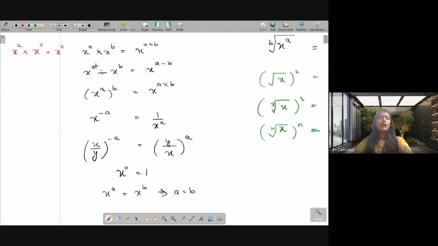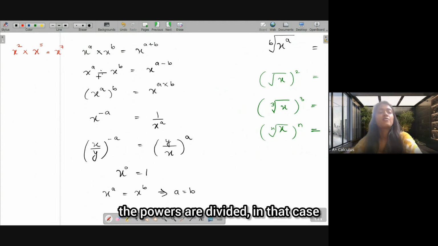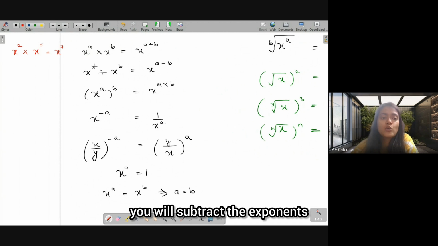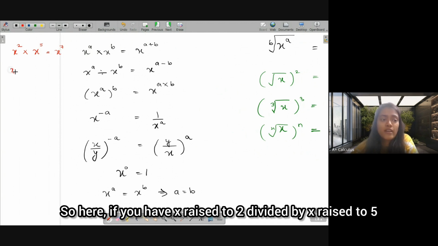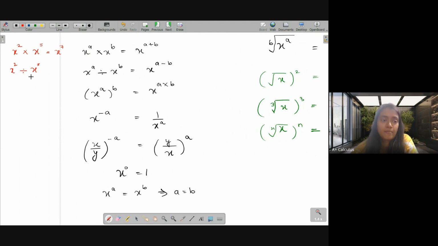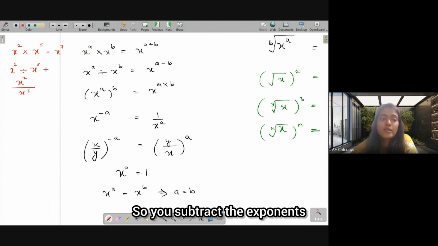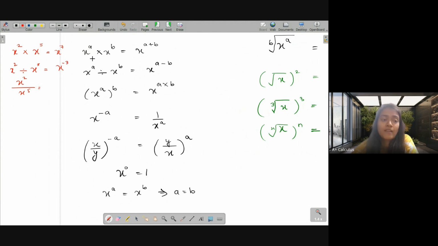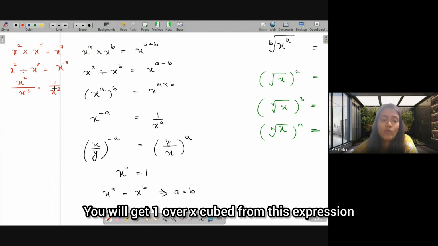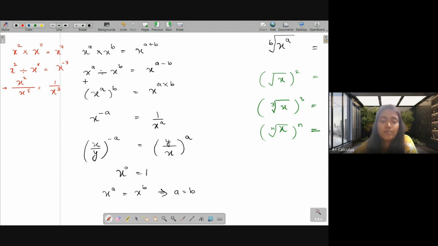Then if the powers are divided, in that case, you subtract the exponents. So if you have x raised to 2 divided by x raised to 5, or something like x squared over x raised to 5, you subtract the exponents. So 2 minus 5 is -3, so x raised to -3. And x raised to -3 is nothing but 1 over x cubed. You will get 1 over x cubed from this expression.